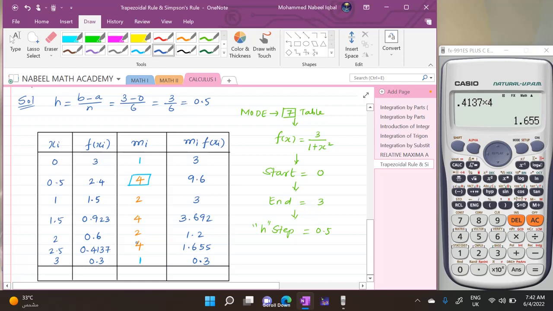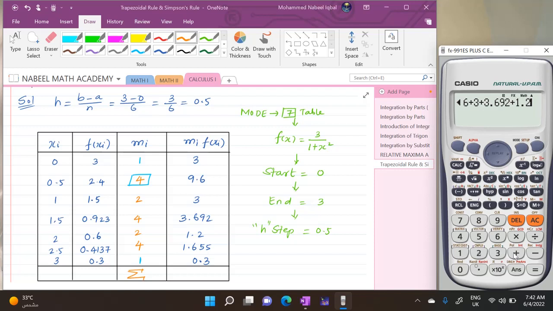Here the same story, I have to make the summation. What is the summation for this one? So I will add 3 plus 9.6 plus 3.692 plus 1.2 plus 1.655 plus 0.3. So the answer will be 22.447. So I write it that one, 22.447.